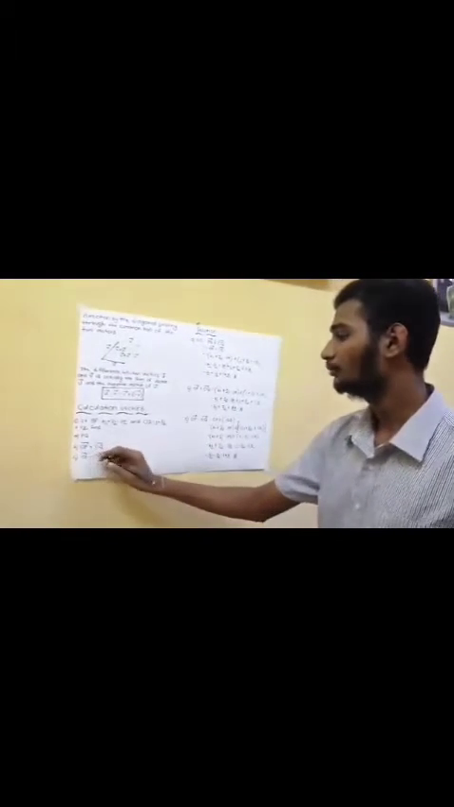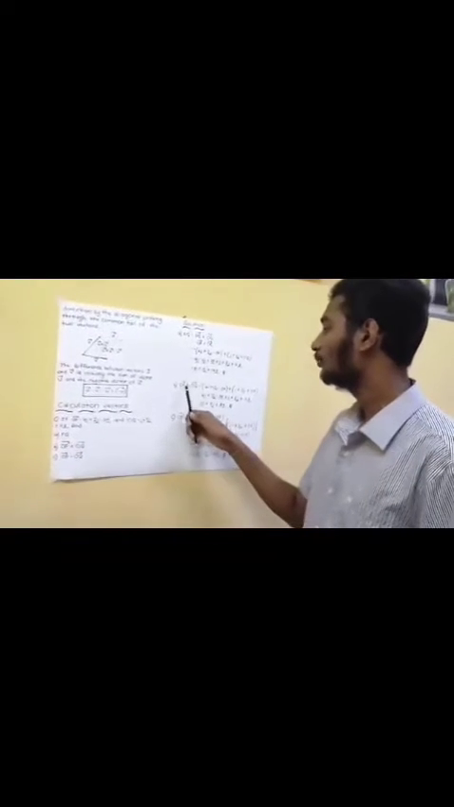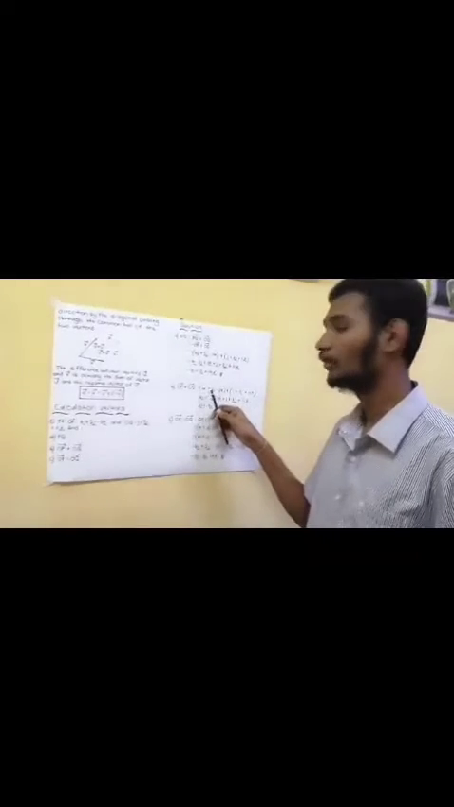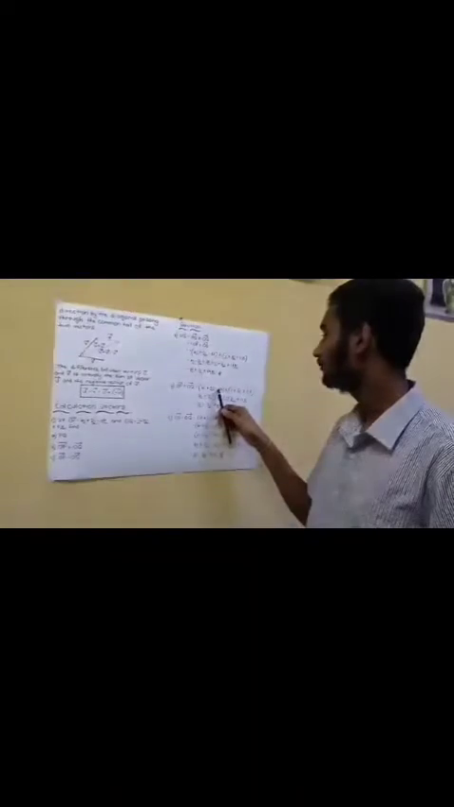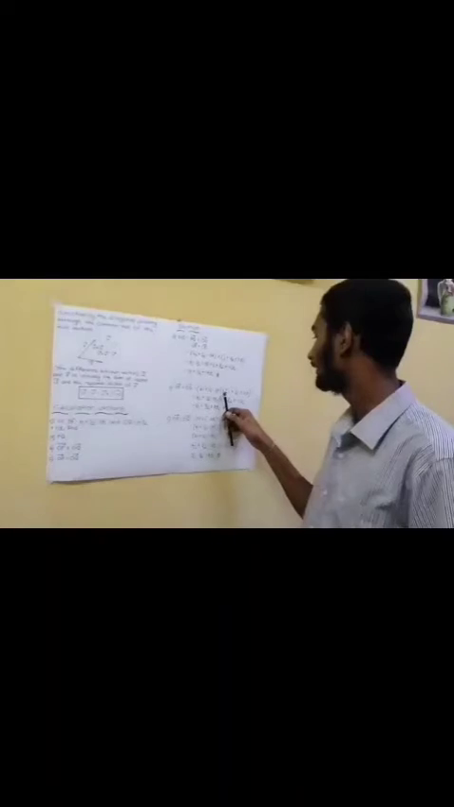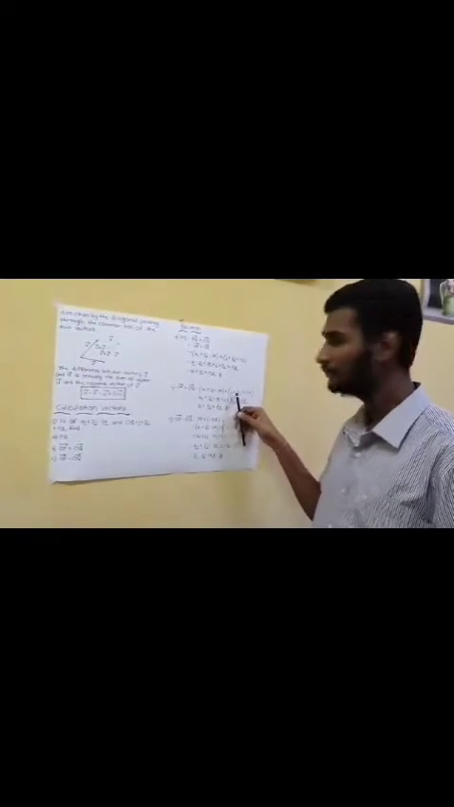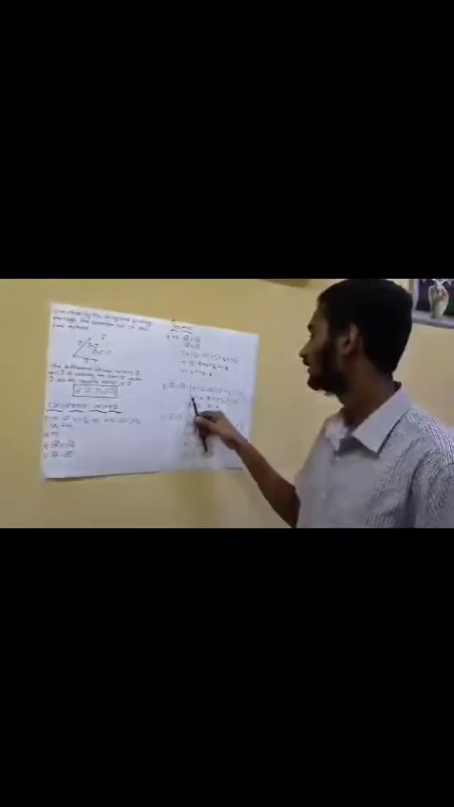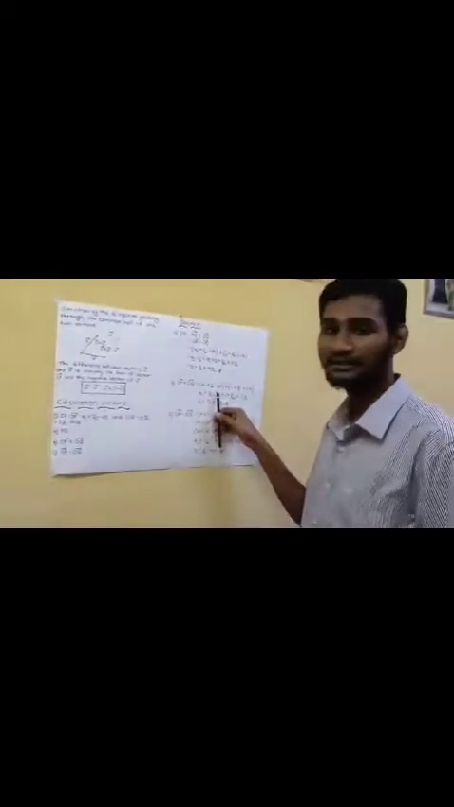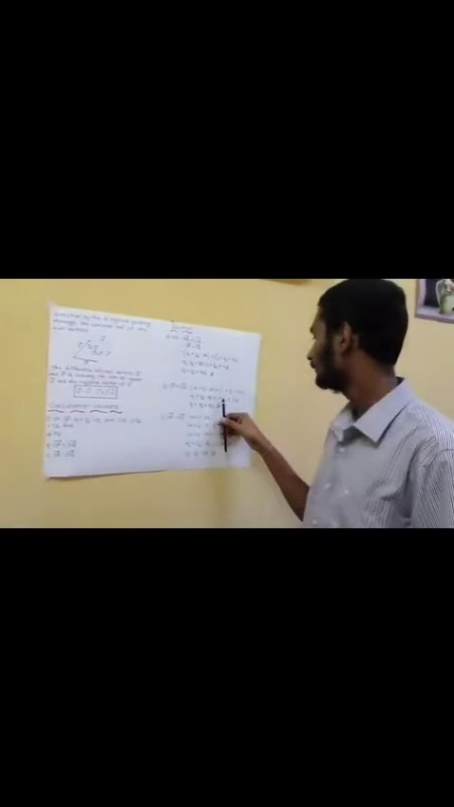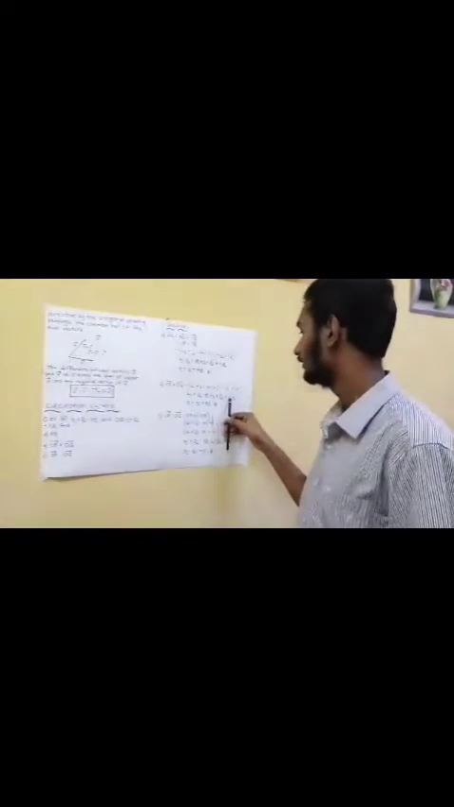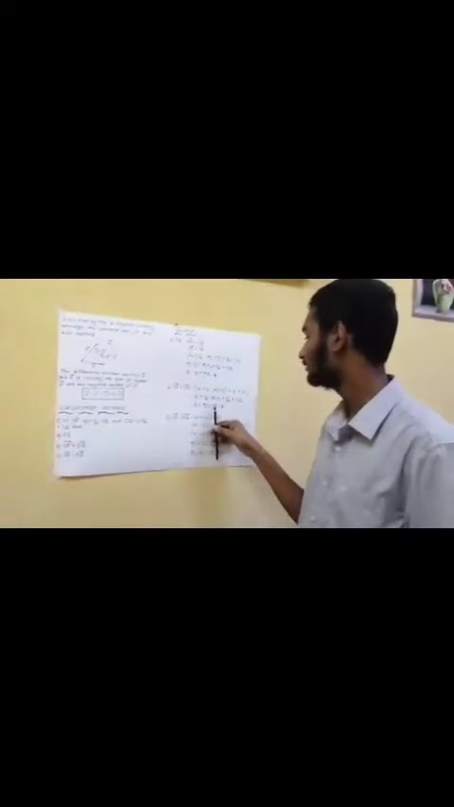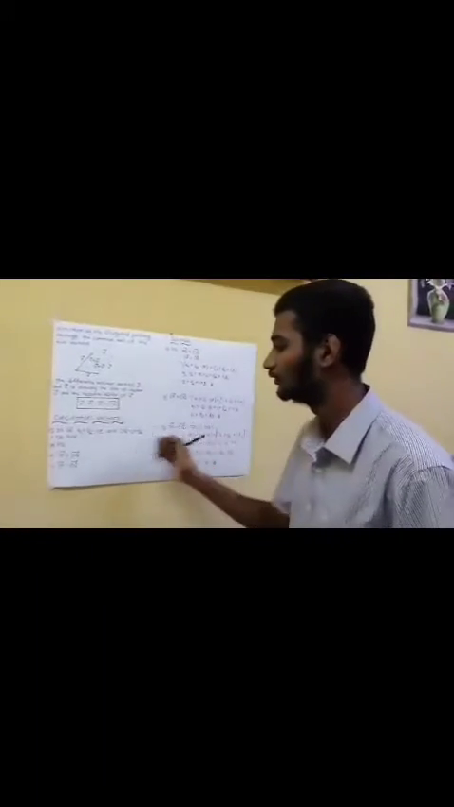Second is B, OP plus OQ. OP is open bracket 4i plus 2j minus 3k, close the bracket, plus open bracket i plus 5j plus 11k, close the bracket. And then combine it: 4i plus 2j minus 3k plus i plus 5j plus 11k. And the final answer we get is 5i plus 7j plus 8k. This is the final answer for number 2.